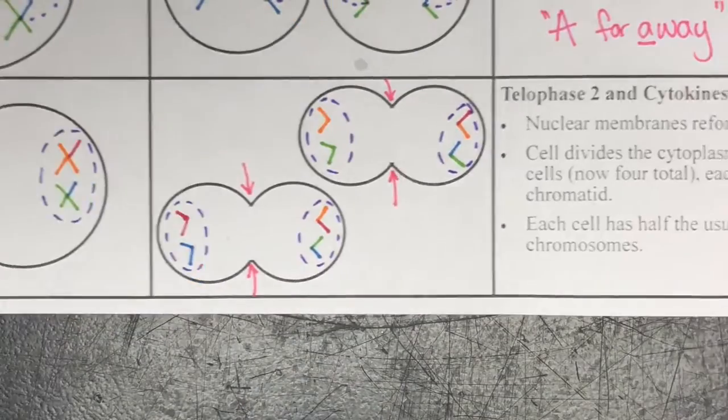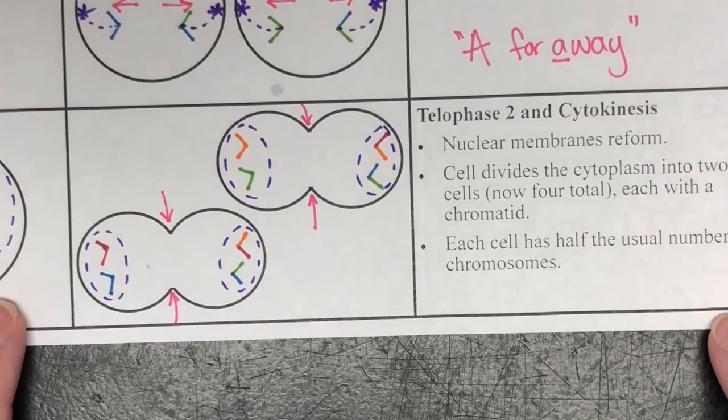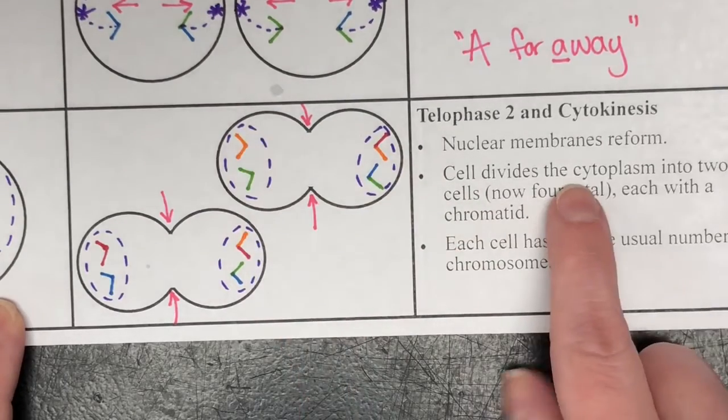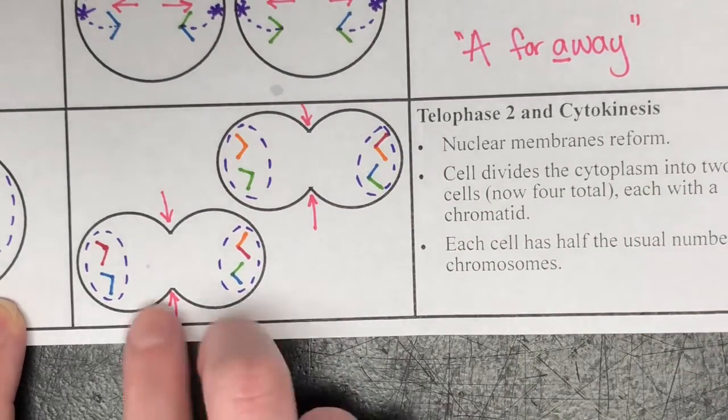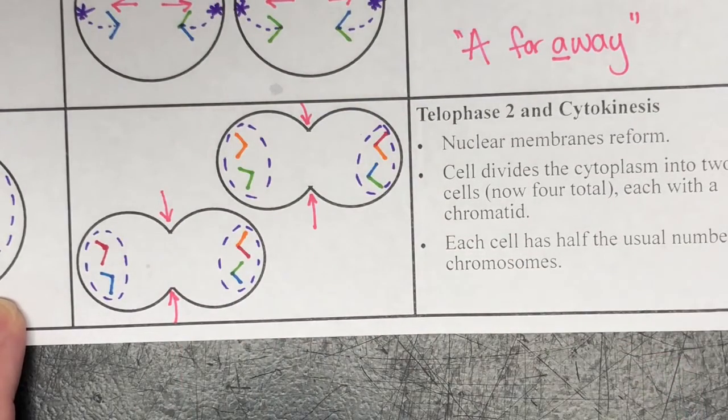And then last, we have telophase 2 and cytokinesis. That nuclear membrane is reforming. The cell divides the cytoplasm into 2 cells. So now we have 4 total, so each divided into 2. And each cell has half the usual number of chromosomes.